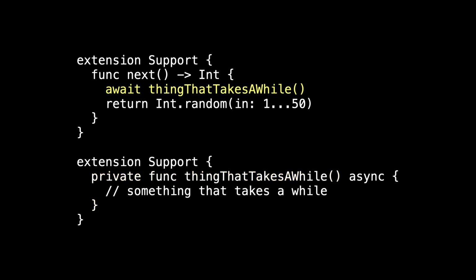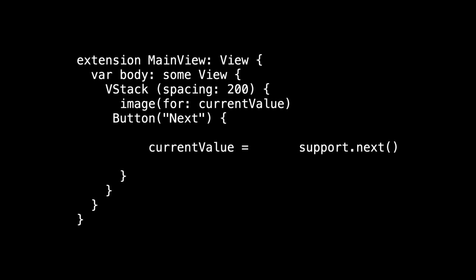And so we'll call the thing that takes a while and mark it with await to indicate there's a potential suspension point. This means that thing that takes a while must be called from an asynchronous context, and so one solution is to mark next as async. If we do this, there are required changes to the button's action. For one, we have to mark support.next with await, as that's a potential suspension point. And then it must go in an asynchronous context, so in this case, let's wrap it with a task. In other words, support.next, and then assigning that to current value is the work of this task.